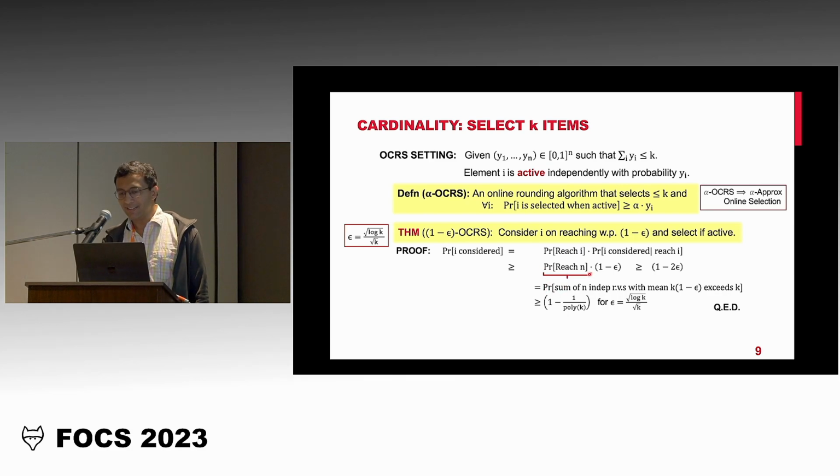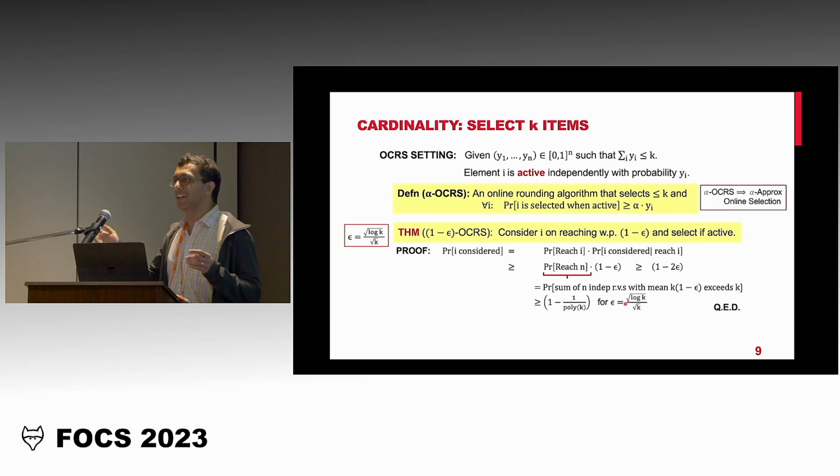It's because this is basically the probability that the sum of n independent random variables, with the sum being k times 1 minus epsilon, exceeds k. So I have these n independent random variables, which are basically y_i times 1 minus epsilon. What's the chance that their sum exceeds k? By a simple concentration bound like Chernoff, you can argue that as long as I choose epsilon to be something like 1 over root k. The intuition is, on expectation k, so the standard deviation will say it will be k plus or minus square root k.